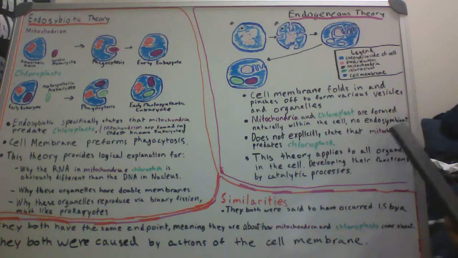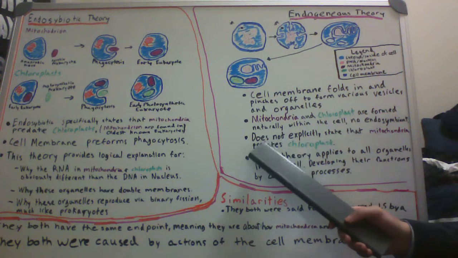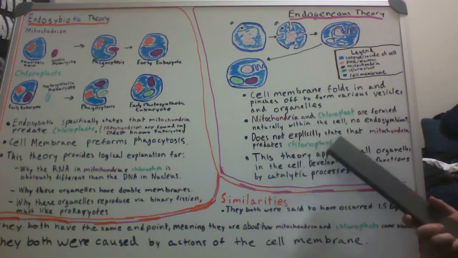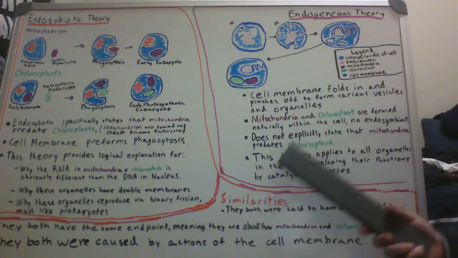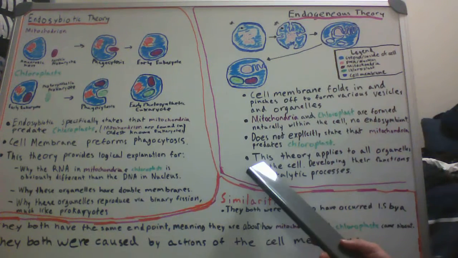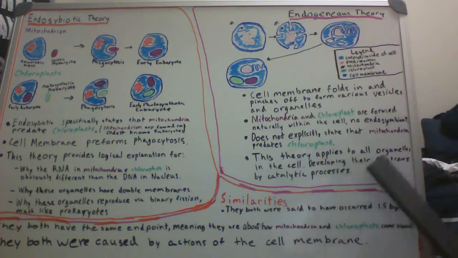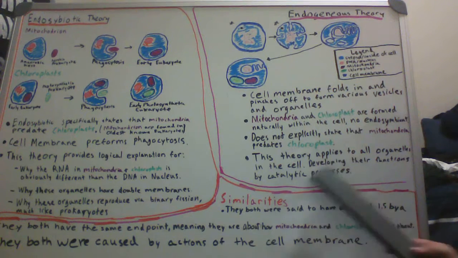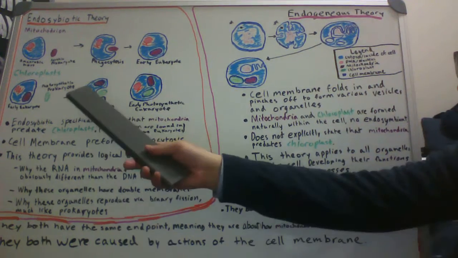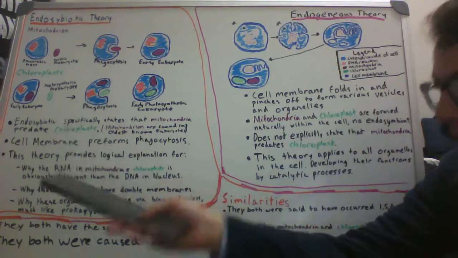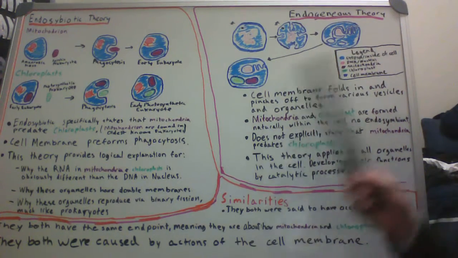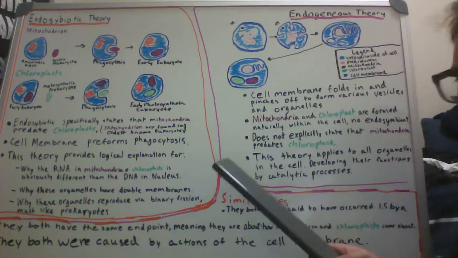No endosymbiote. And then I also, through my reading, I assume it does not explicitly state that the mitochondrion predates the chloroplast. I might be wrong about that one. I wasn't entirely sure. This theory applies to all organelles in the cell, developing their functions by catalytic processes. So what I meant by that was the endosymbiotic theory just talks about the mitochondria and chloroplasts, and this one is a general theory for all organelles in a cell.